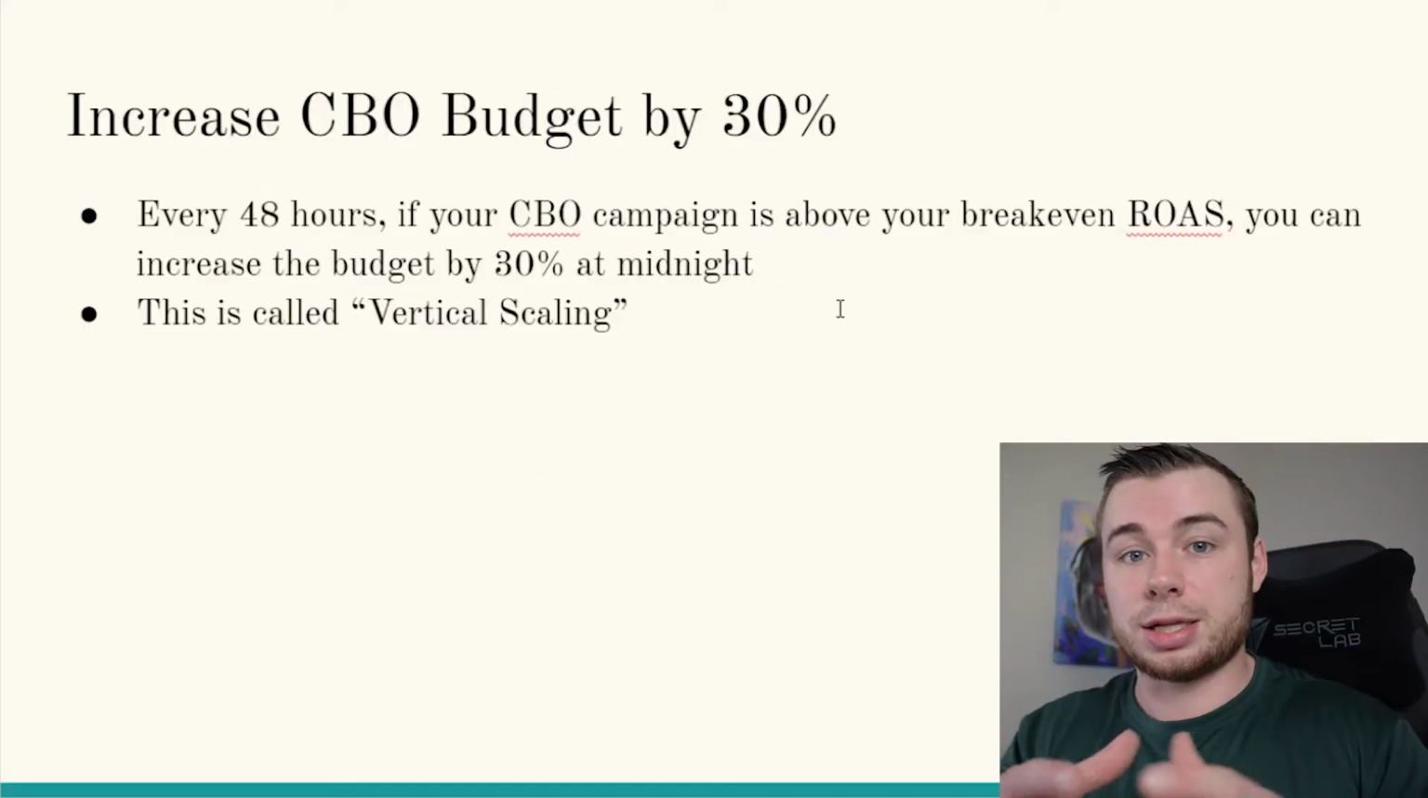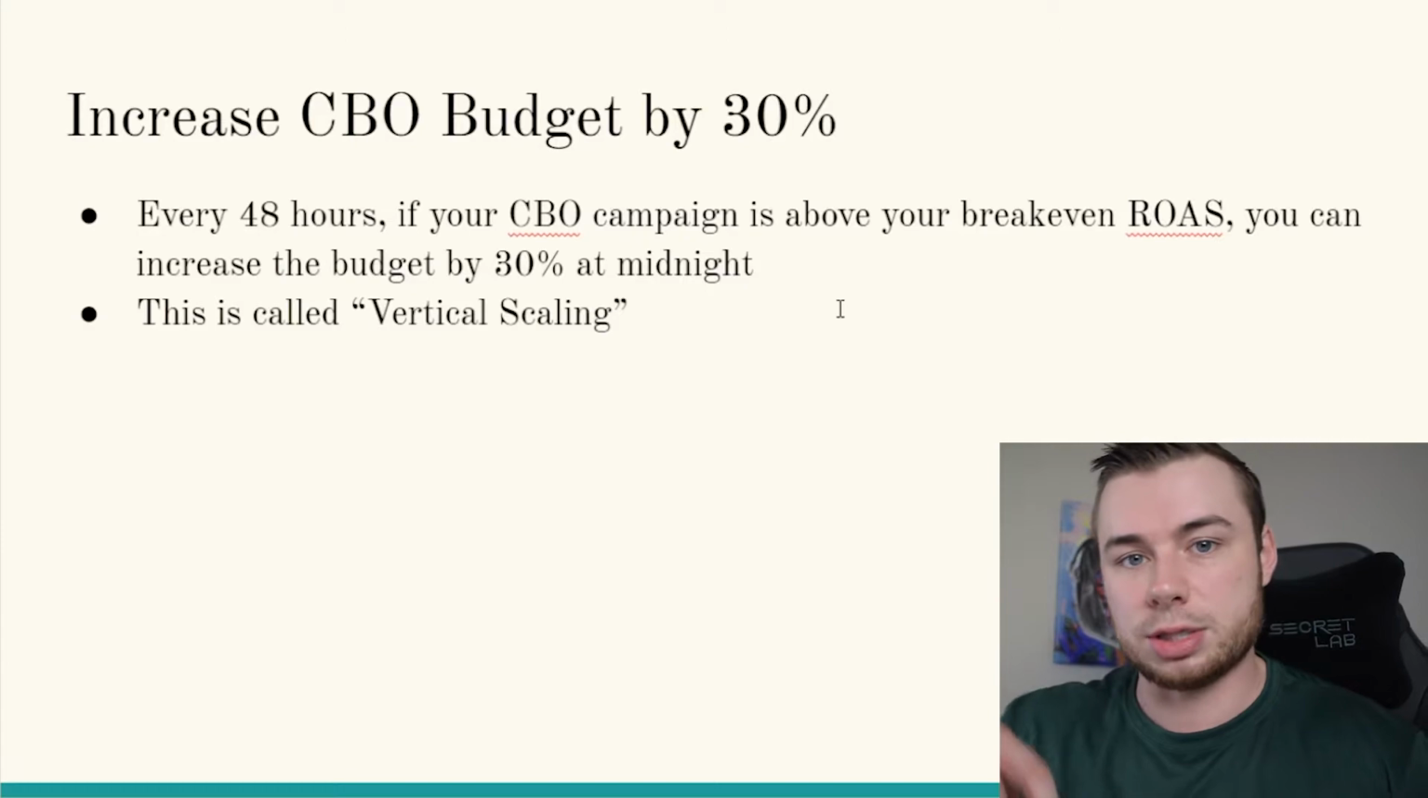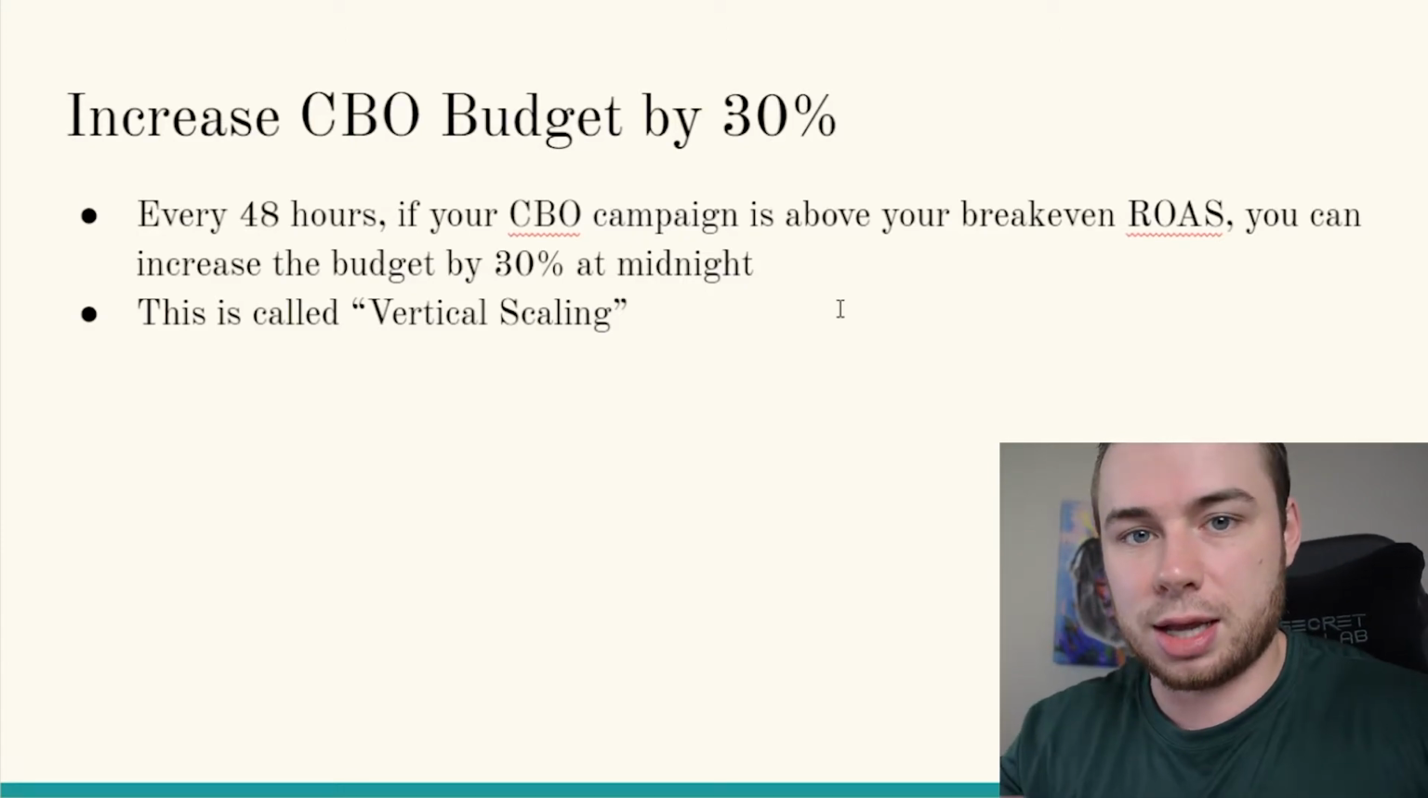That is called vertical scaling, where you're increasing the budgets of your campaigns and the existing ad sets. Horizontal scaling would be launching new lookalikes, launching new interests, launching new types of targeting. That's what horizontal scaling is. Vertical scaling is increasing the budget on your already existing ad sets and campaigns. Now, this is a tip that I wish I learned a lot sooner than I did, but here we are.